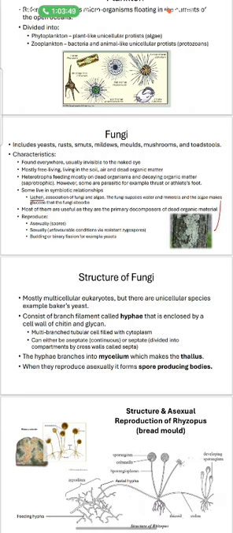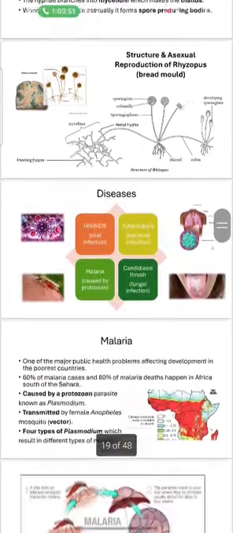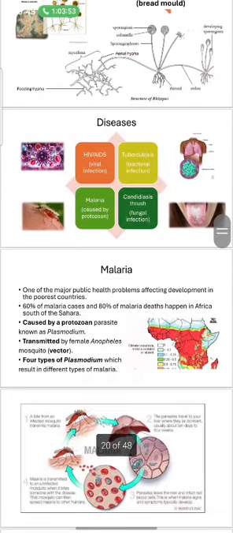Diseases: HIV and AIDS, tuberculosis, malaria, and candidiasis thrush. HIV and AIDS, which is a viral infection, tuberculosis, which is a bacterial infection, malaria, which is caused by protozoans, and candidiasis thrush, which is a fungal infection.